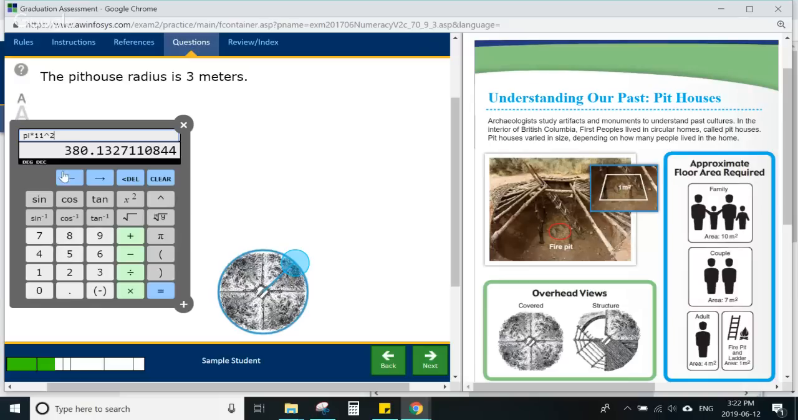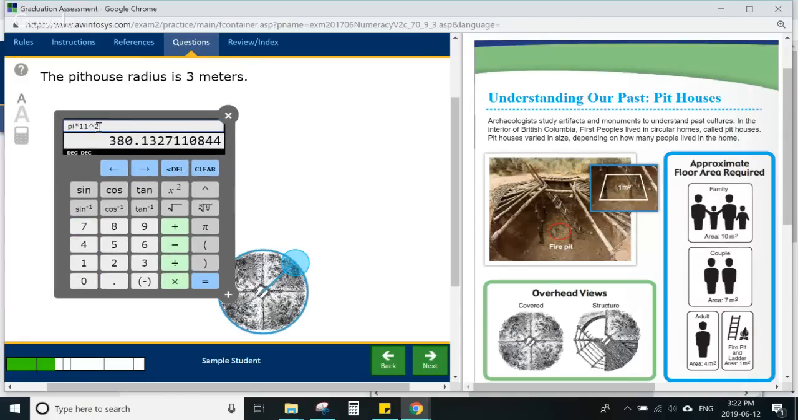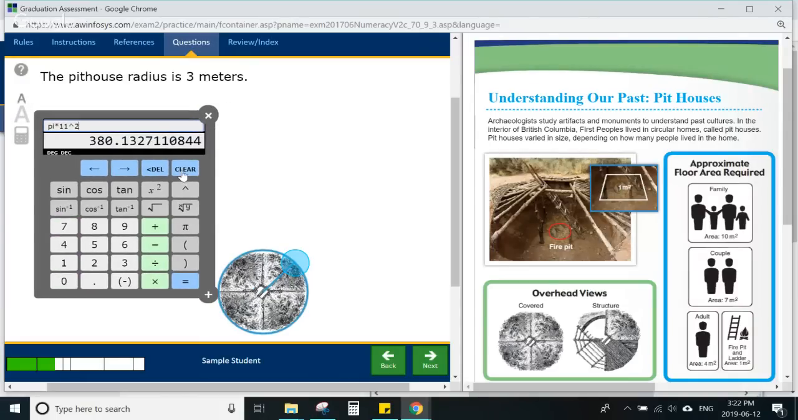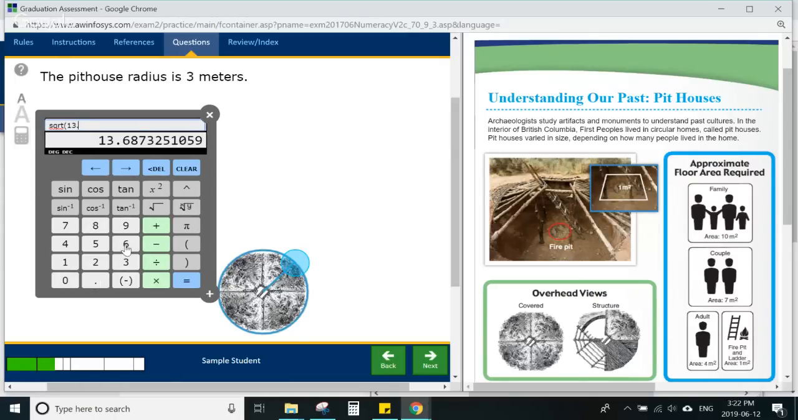In this case, if we wanted to solve it algebraically, we would take that 43 meters that we need. We know that's going to be equal to pi r squared. So I'm going to do the opposite operation. I'm going to divide by pi, and then I'm going to square root it. And that gives me an approximate radius.